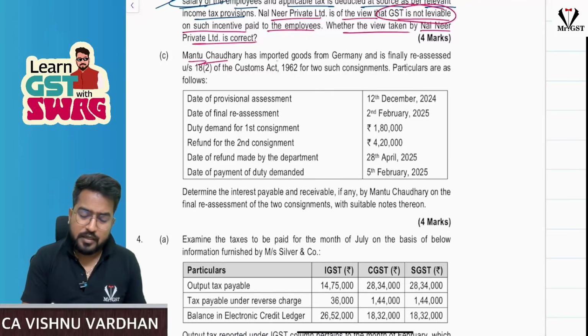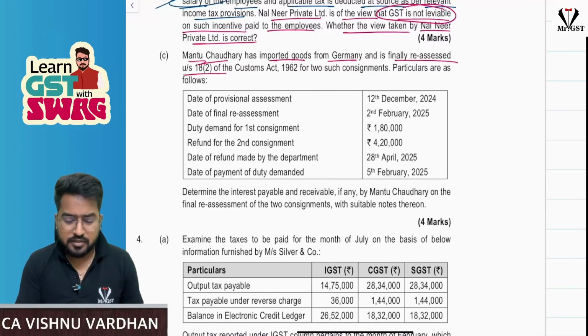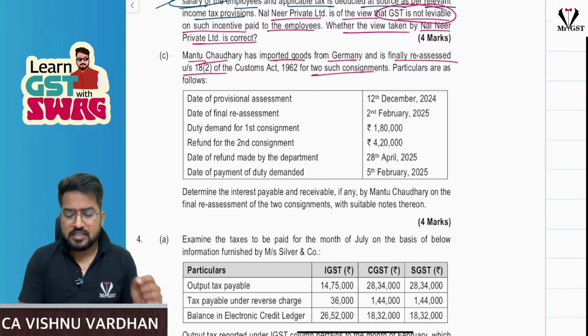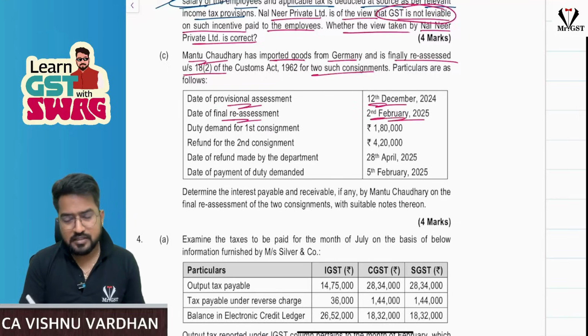Mantu Chowdhury imported goods from Germany and finally reassessed under Section 18, subsection 2, two consignments. The particulars are like this. Provisional assessment they did on 12th December. Final reassessment they did 2nd Feb.